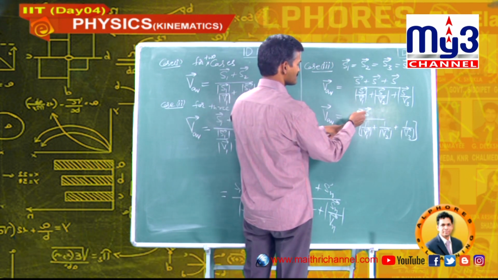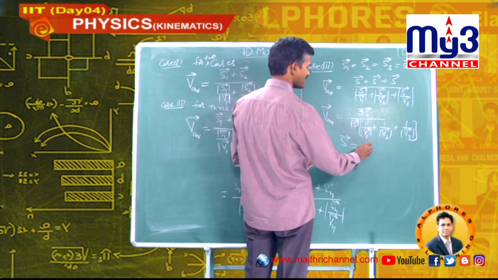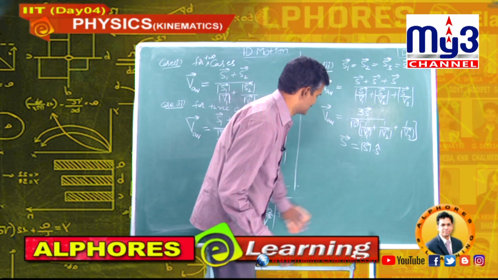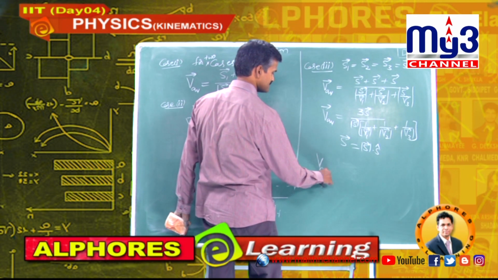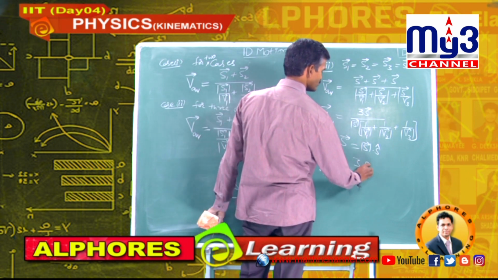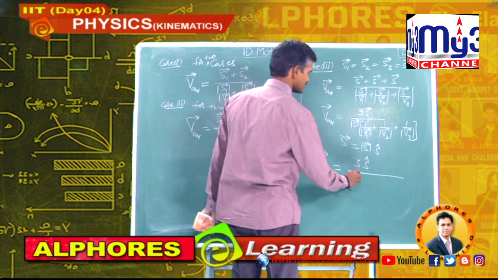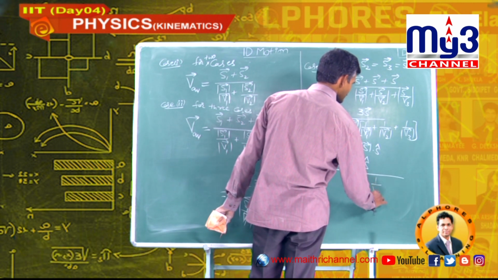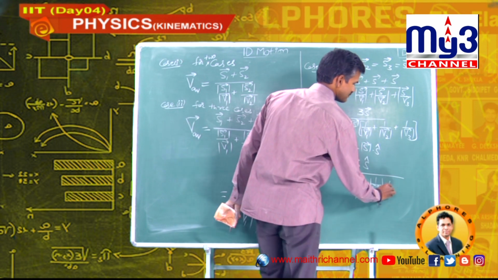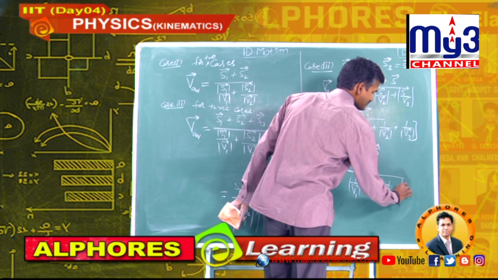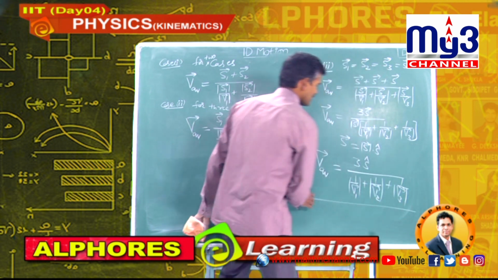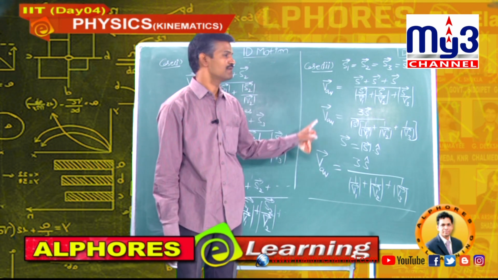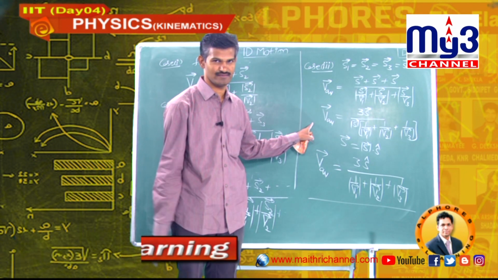We know that S bar can be written as mod S bar into S cap. So then the average velocity is 3 into S cap by (1 by V1 bar mod plus 1 by V2 bar mod plus 1 by V3 bar mod). This is the average velocity. Okay. This is one more important case they may ask in any one of our exams.